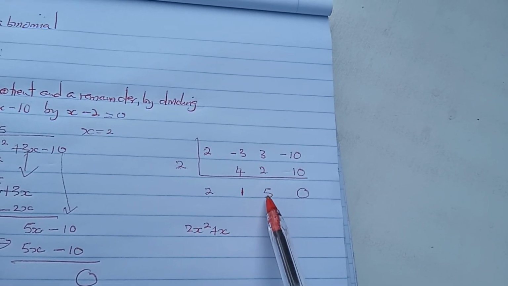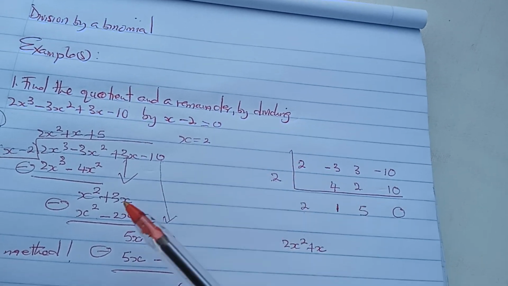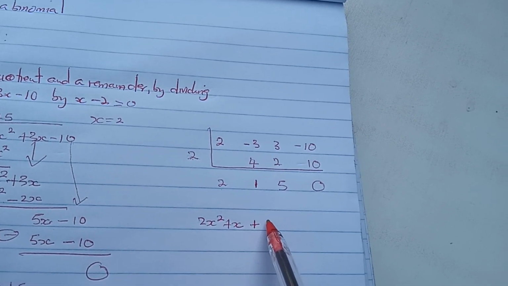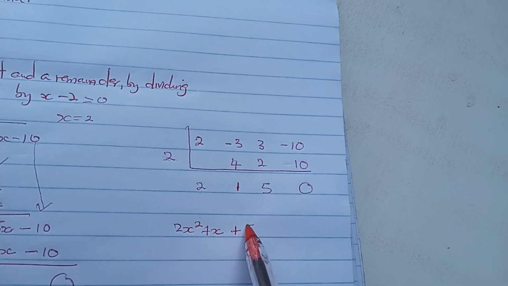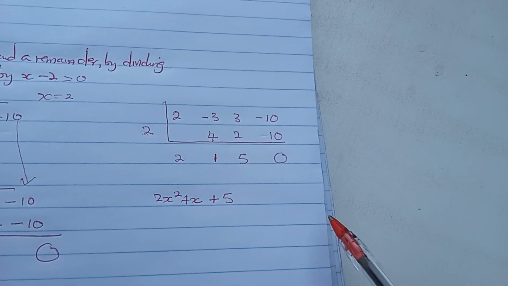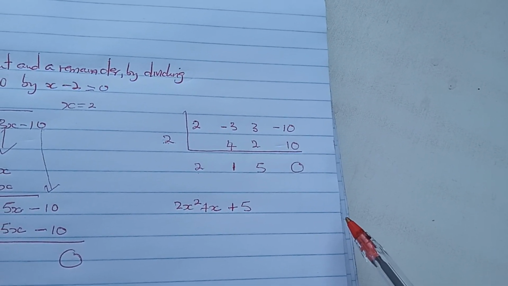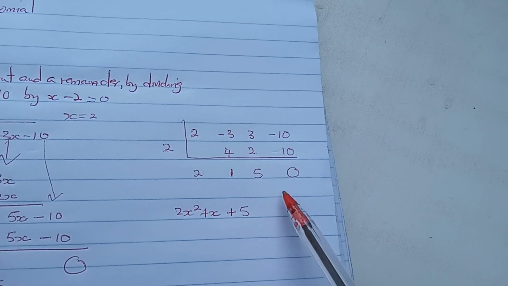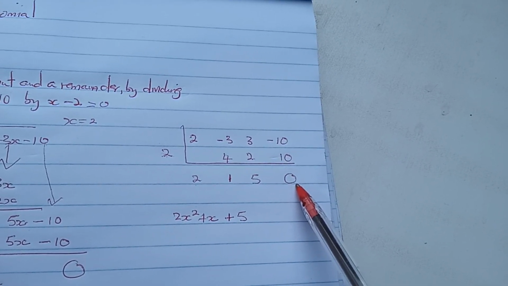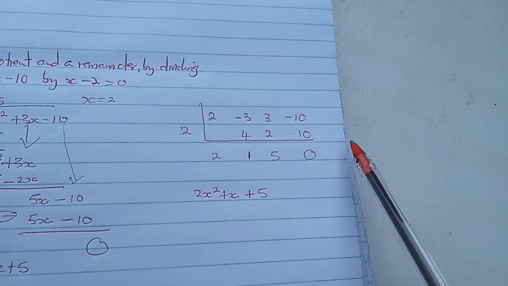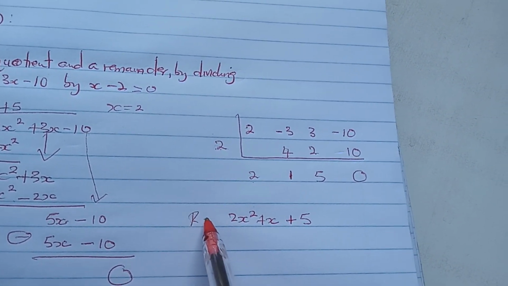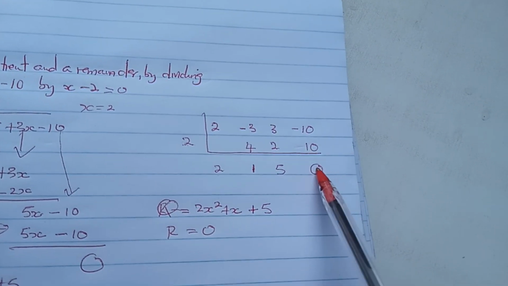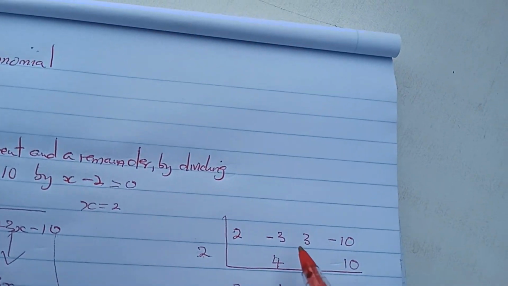We move on to 5. This 5, we just write as it is, because we are reducing the indices. For this 0, we don't add it here, because that is the answer we got at the end, and it must be our remainder. So in this case, this is our quotient, and our remainder is that 0 that we got at the end. So this is the short method.